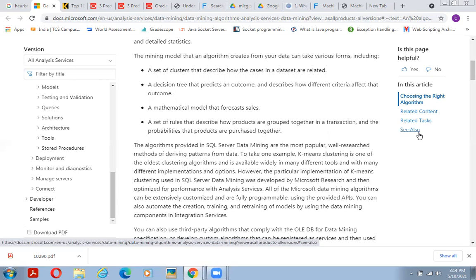That's why, on the server part, we are taking an example of SQL Server data mining. But in general, the algorithms are very much the same. Whatever mining system we are using, it doesn't depend upon the system. Algorithms are essentially the same. The algorithms provided in SQL Server data mining are the most popular, where research and methods of deriving patterns from data.